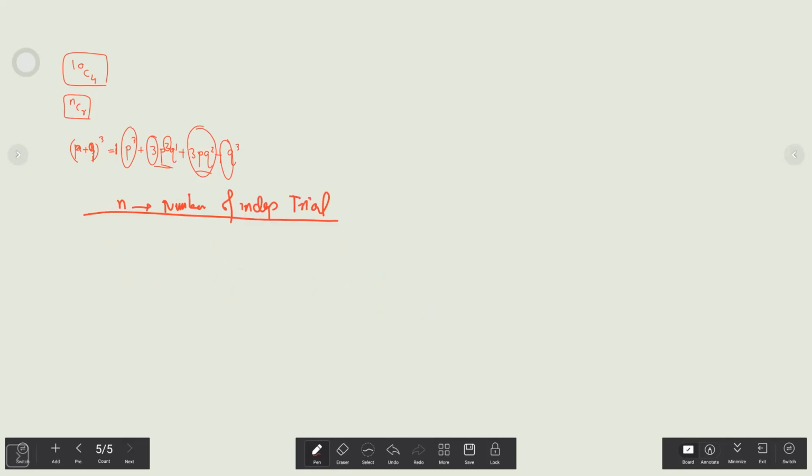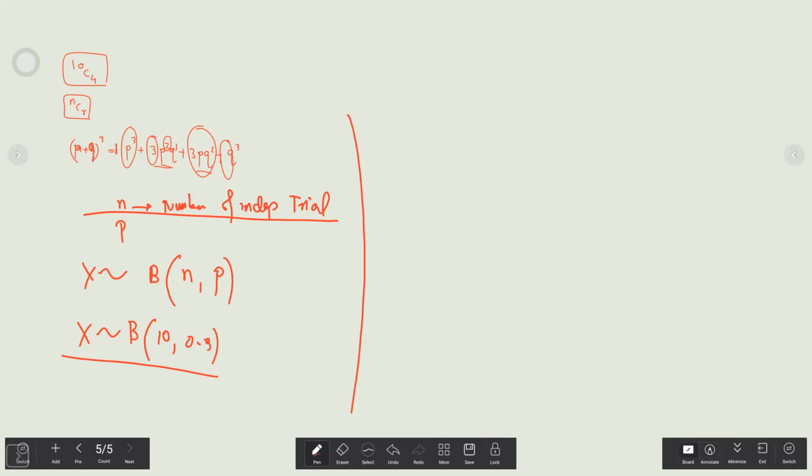So n is the number of independent trials, and you should also be given the probability of success. Generally a binomial distribution is written as X distributed binomial with number of trials comma probability of success, so n comma p. So if I say that X is distributed binomial 10 comma 0.3, it means that I have taken 10 trials and the probability of being successful on any of them is 0.3. So this is about the binomial distribution, how to present it.